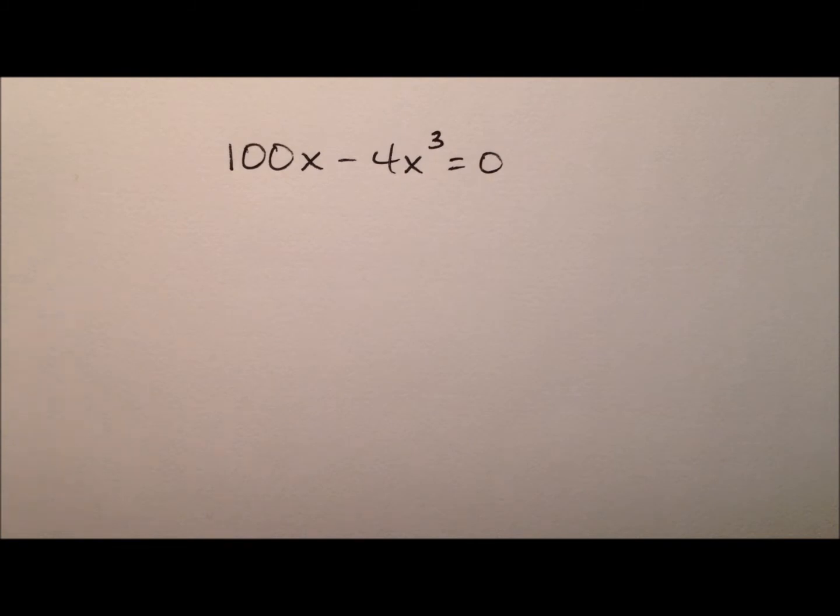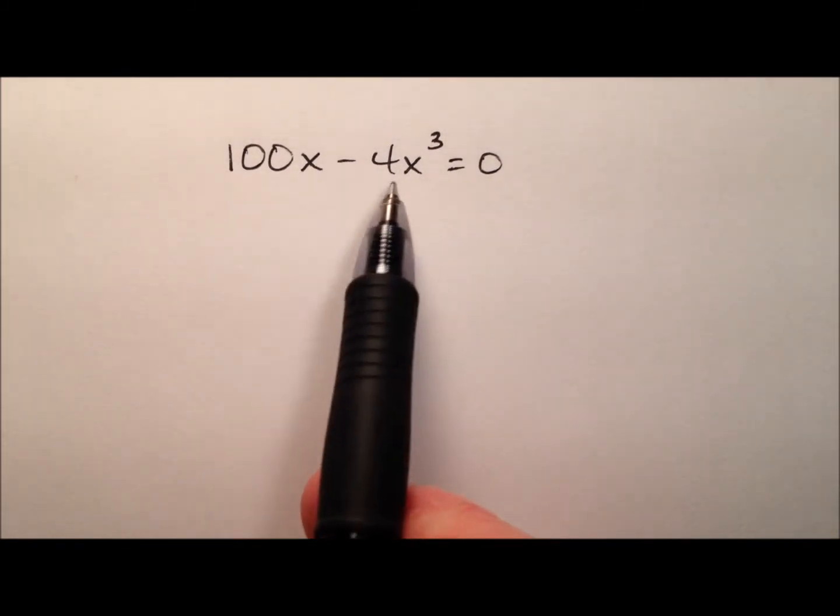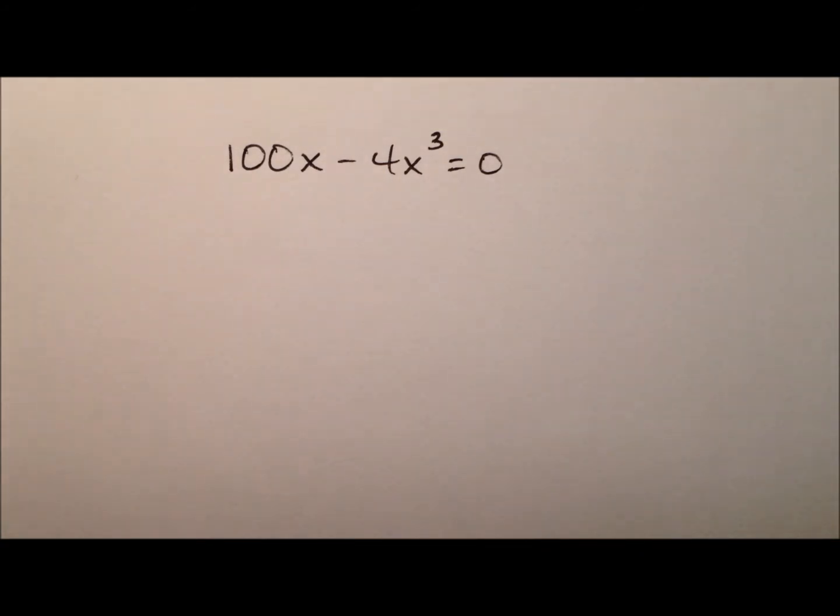In this example, we're going to solve this equation here, and it looks like we have 100x minus 4x cubed equals 0. If this is something you would like to try on your own first, go ahead and pause the video and do so, and then come on back and we'll work a solution together.